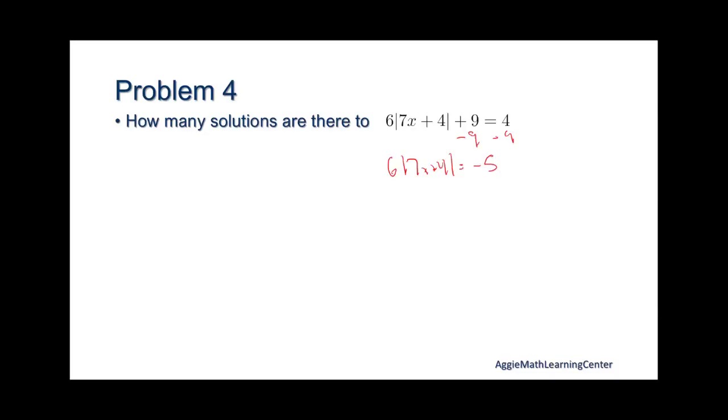We have to get the absolute value by itself, so divide by 6. Yep, divide by 6. Isolated. Okay, so we got our absolute value is now isolated. We equal -5/6. Okay, and then what do we want to do from here?